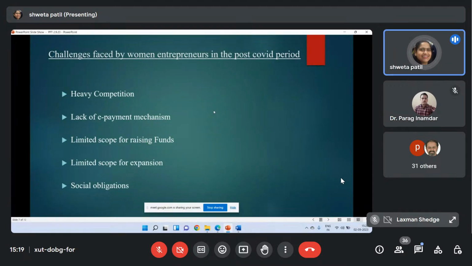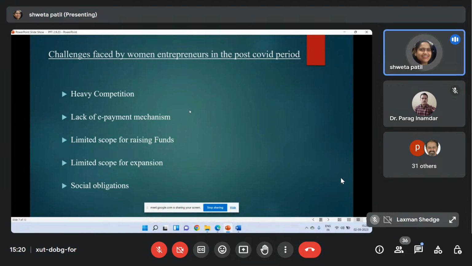Majority of the entrepreneurs were not able to cope with their e-payment mechanisms, wherein they weren't able to receive funds as and when it was required. Majority of them were not able to get their payments regularly on time. So even that was a problem.